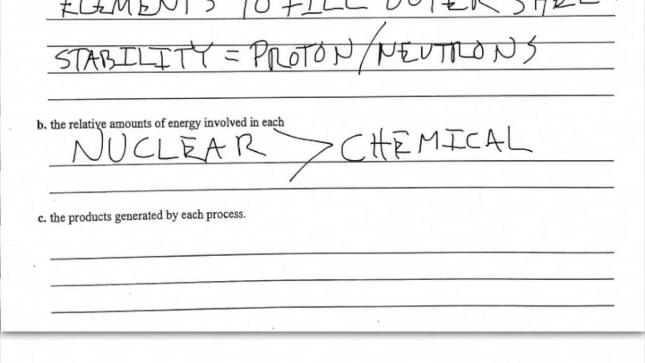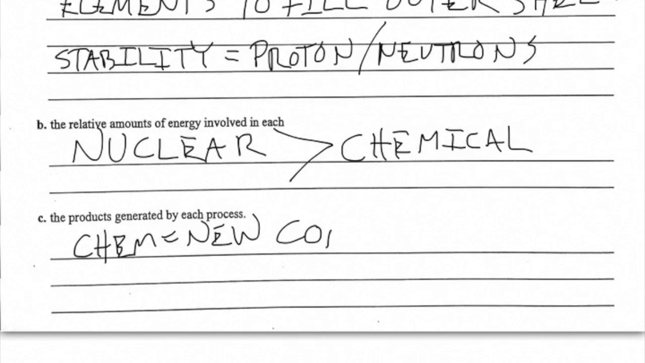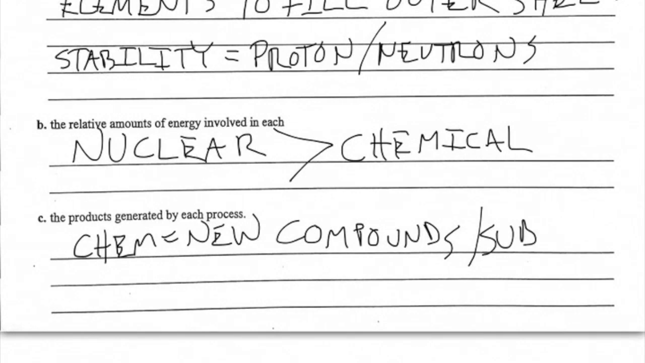The products generated by each process. And by this we're talking about, well, what happens during a chemical reaction versus a nuclear reaction? In a chemical reaction, you get new compounds, new substances, or different substances. Sometimes maybe you started out with a compound, you end up with a group of elements that are separate. So it doesn't have to be a compound, but you've got different substances. But the key here is with a chemical reaction, you have the same atoms from start to finish. They just get moved around and combined in different ways.